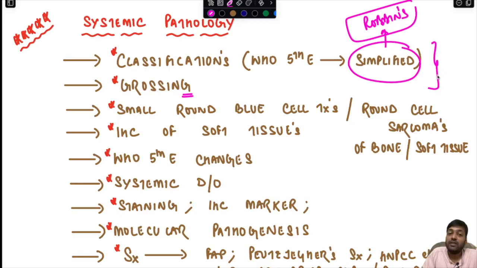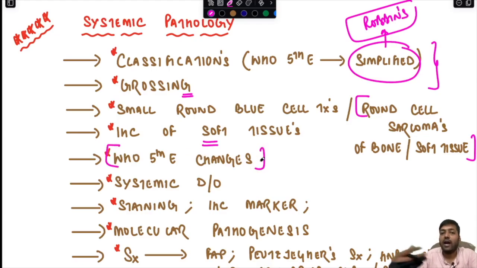Then there are certain questions which are age-old repeat questions. Small round blue cell tumors. Sometimes they will mention small round blue cell tumors of infancy. If they do not mention, then you have to discuss those in adults as well. Then there is a very important upcoming question: round cell sarcomas of bone and soft tissue, and IHC of soft tissues. Then, very importantly, WHO 5th edition changes. They will ask you to write about the updates: FGT update, MGT update, testis update, kidney update. Separately they can ask you skin update, hematolymphoid updates. All of these updates have been discussed separately and also incorporated in the relevant sections.